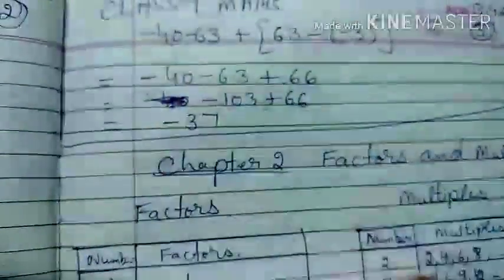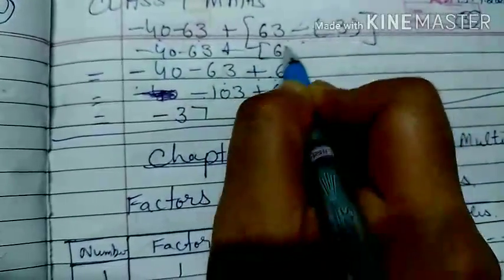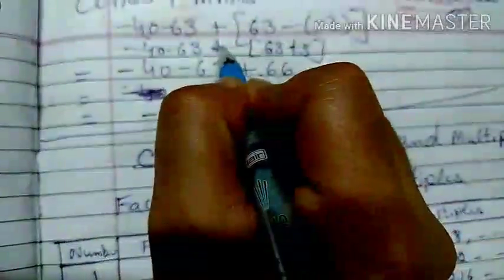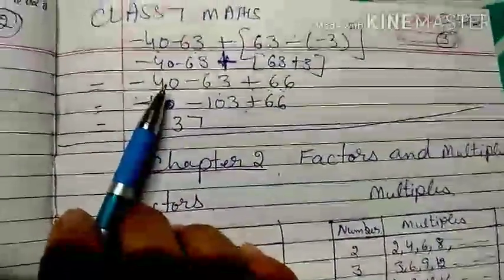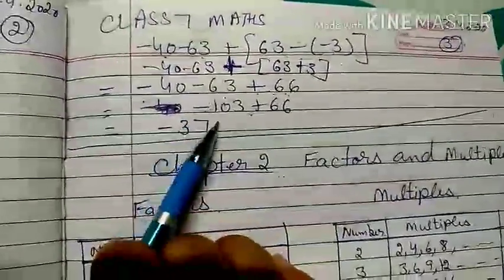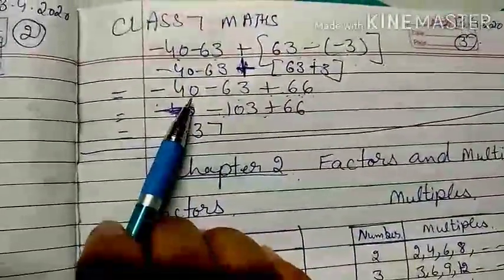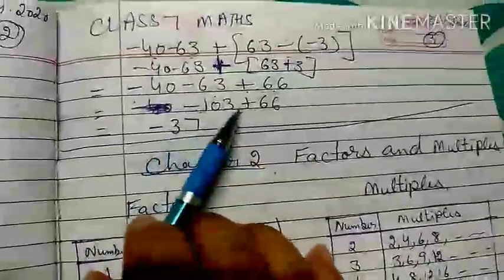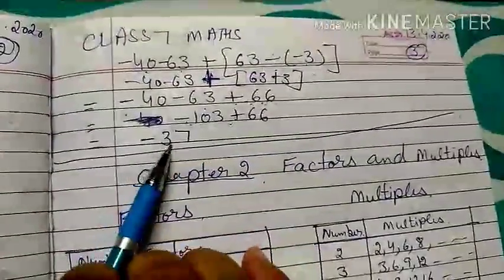Here minus 40 minus 63, then plus 63 plus 3. Now you solve the bracket, 66 here, minus 40 minus 63. First, the same sign should be added. Negative 40 and minus 63 gives me minus 103, because if integers have the same sign you have to add, and your answer will have the same common sign after addition. Now plus 66, if opposite signs are there you have to subtract. Like I subtract 66 from 103, I get 37.